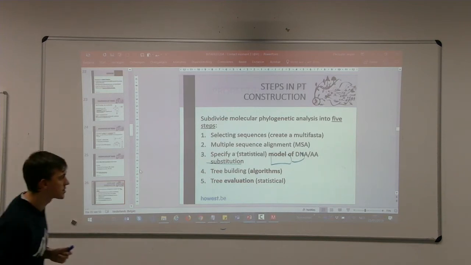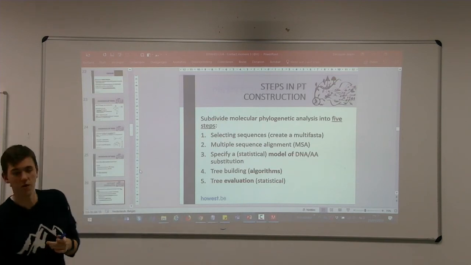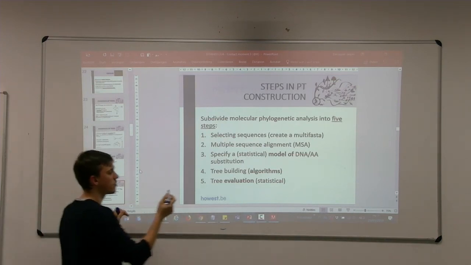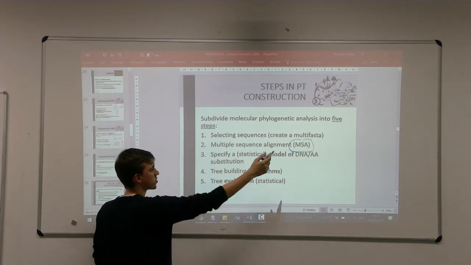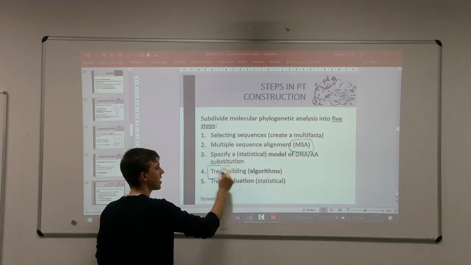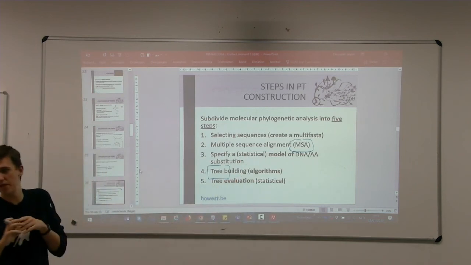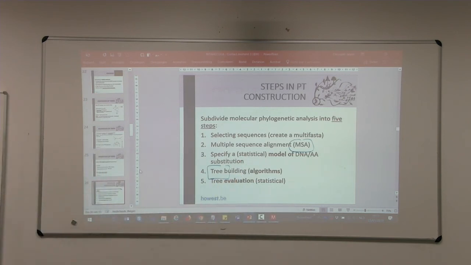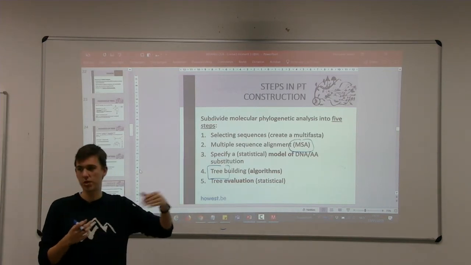If you look at the different steps that are necessary, you can see that multiple sequence alignment is one of the most important steps before we can actually construct our tree. So we have the multiple sequence alignment, and here we have the tree construction. Before we can construct our tree, we need to specify a model of evolution. Meaning, we need to think about which method we want to use to construct that tree.